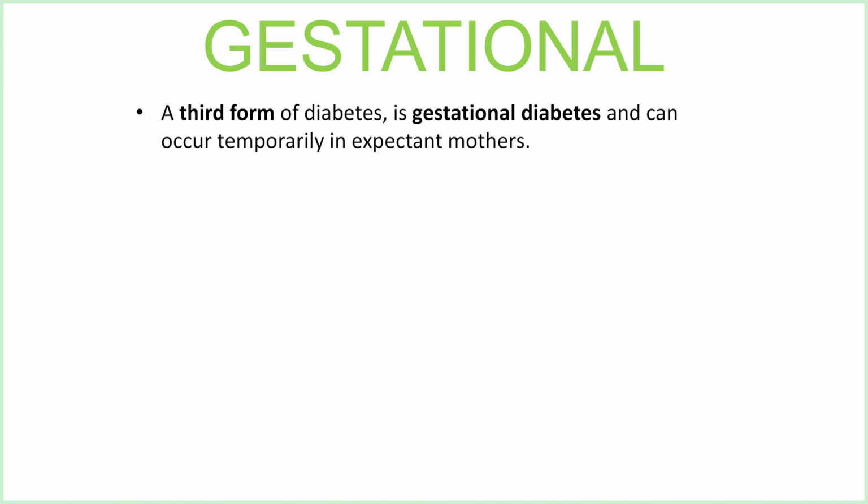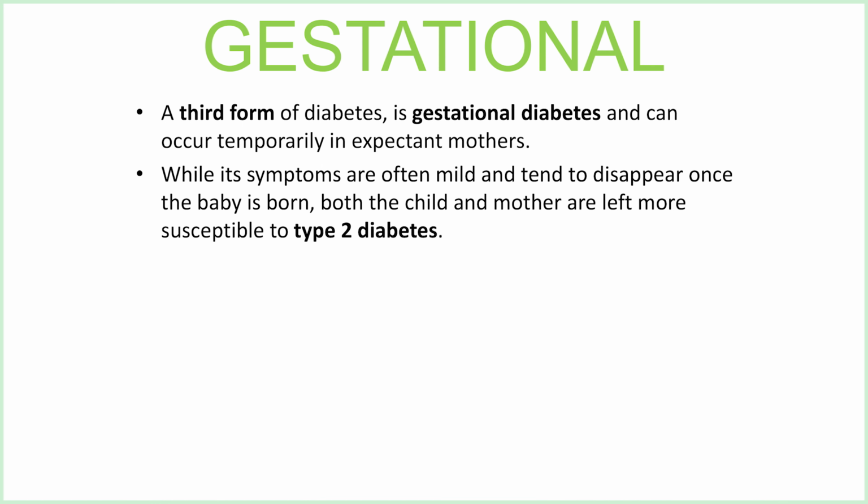Well, there is a third form of diabetes: gestational diabetes, which can occur temporarily in expectant mothers. While its symptoms are often mild and tend to disappear once the baby is born, both the child and the mother are left more susceptible to type 2 diabetes.